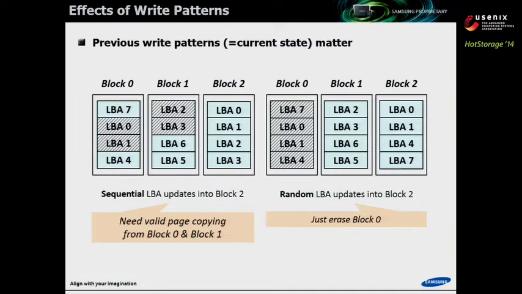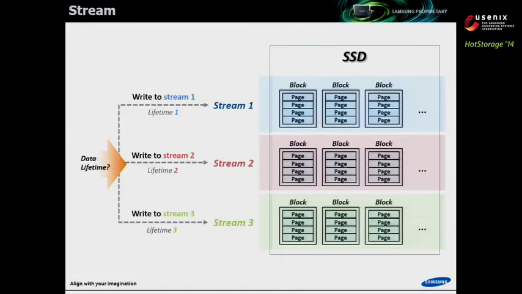SSD's GC overhead depends not only on the current write pattern, but also on how data have already been placed in the SSD. To know how data have been placed in the SSD, it is better to let the SSD know how to write data. So we use a stream, which is an abstraction of SSD capacity allocation that stores data with the same lifetime expectancy. We divide the streams according to their data lifetime, and data with the same stream will be placed into the same erase unit.